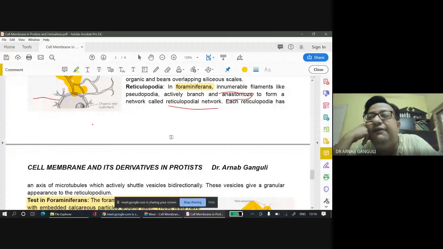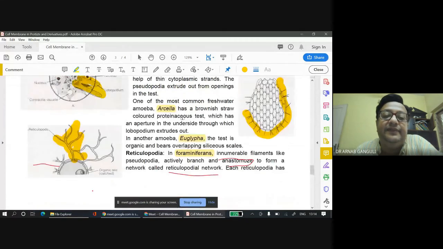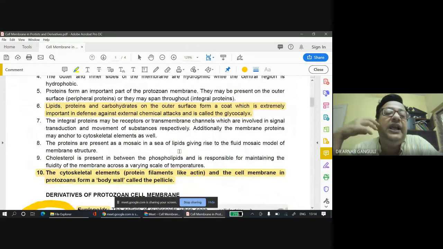Sir, the general structure of a protozoan cell membrane is a six-pointer. You were saying lipids, proteins, carbohydrates on the outer surface form a coat which is extremely important in defense against external chemical attacks. What do external chemical attacks mean, sir? If it enters the host system, you can have lots of acid and alkali attacking it. It forms a region known as the glycocalyx.